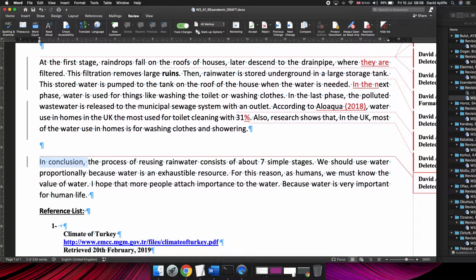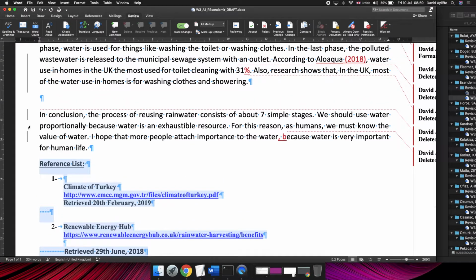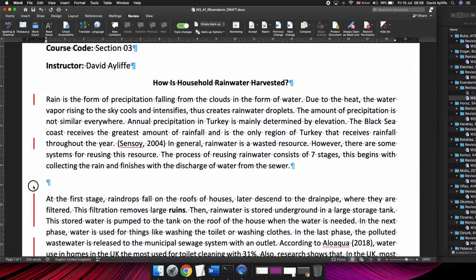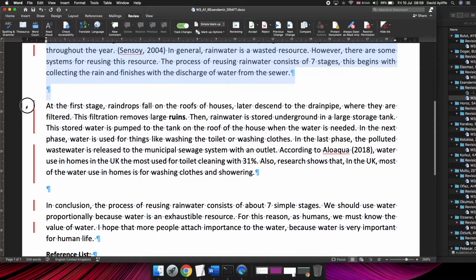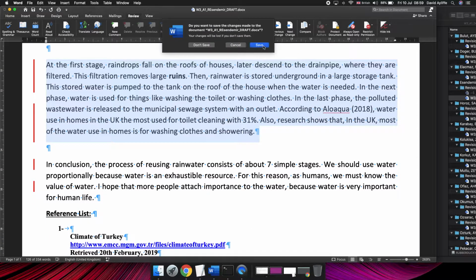The process consists of about 7 simple stages. Very nice. We should use water proportionally because water is an exhaustible resource. Good. For this reason, as humans, we must know the value of water. Super conclusion. Because water is very important for human life. And a good reference list. That's a good conclusion. It's a good essay. Well done, Rabia. Super introduction. You describe all of the stages using good language and a good conclusion. Well done. I will send that back to you.